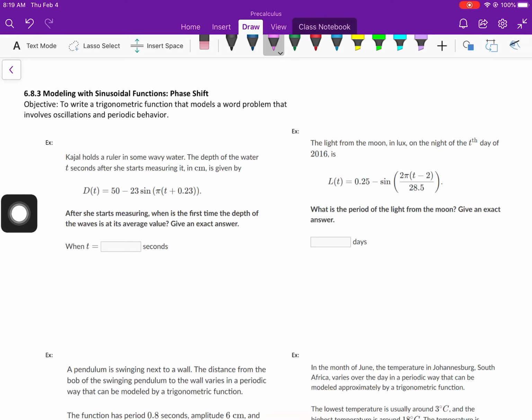So I want to point out we have a negative sine curve here. I guess I should have read this part. Gajal holds a ruler in some wavy water. The depth of the water, t seconds after she starts measuring it, is given by this function here. So we have a negative sine curve.